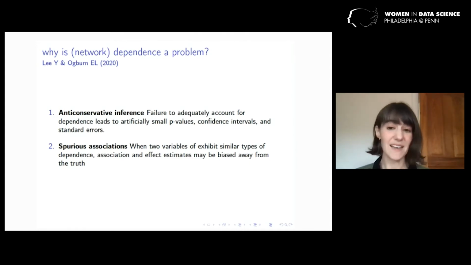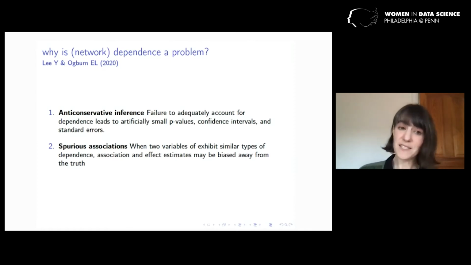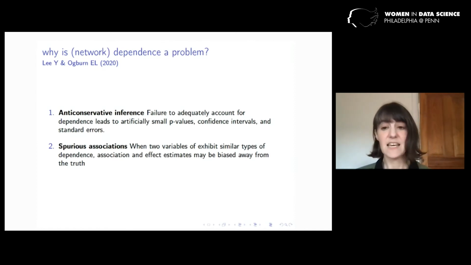Any intermediate level course in statistics will teach you that ignoring most kinds of dependence will lead to underestimating uncertainty, and this is anti-conservative inference. When you underestimate uncertainty, you're too confident in your results, and so you might publish claims of significant effects that might not actually warrant that label. And of course, if an effect should not be called significant and you publish it as if it is, then it may not replicate as expected.